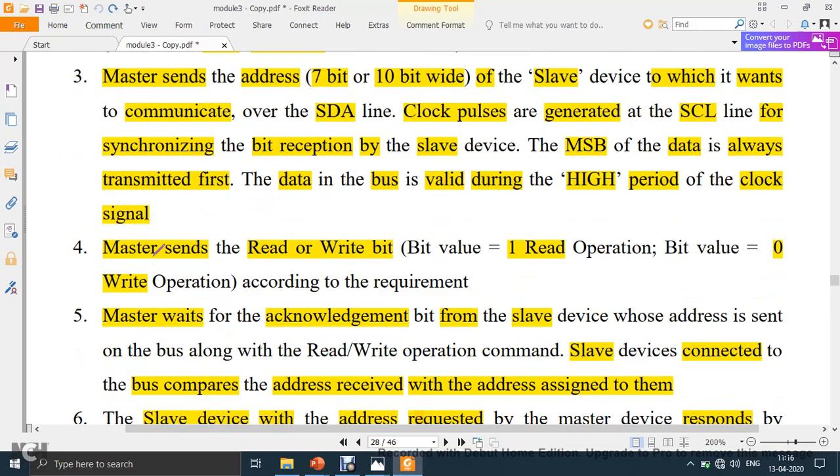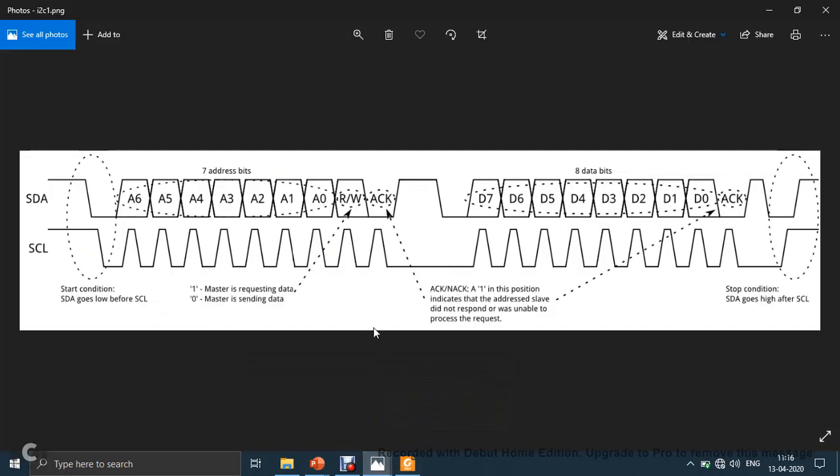Next, after sending the 7 bits of address, the master sends the read or write bit. This says whether the operation on this slave device is read or write. If it sends 1, that means it is a read, and if it sends 0, that means it is a write operation. I'll show that here. After the 7 bits of address, A6 to A0, this is the R/W bit.